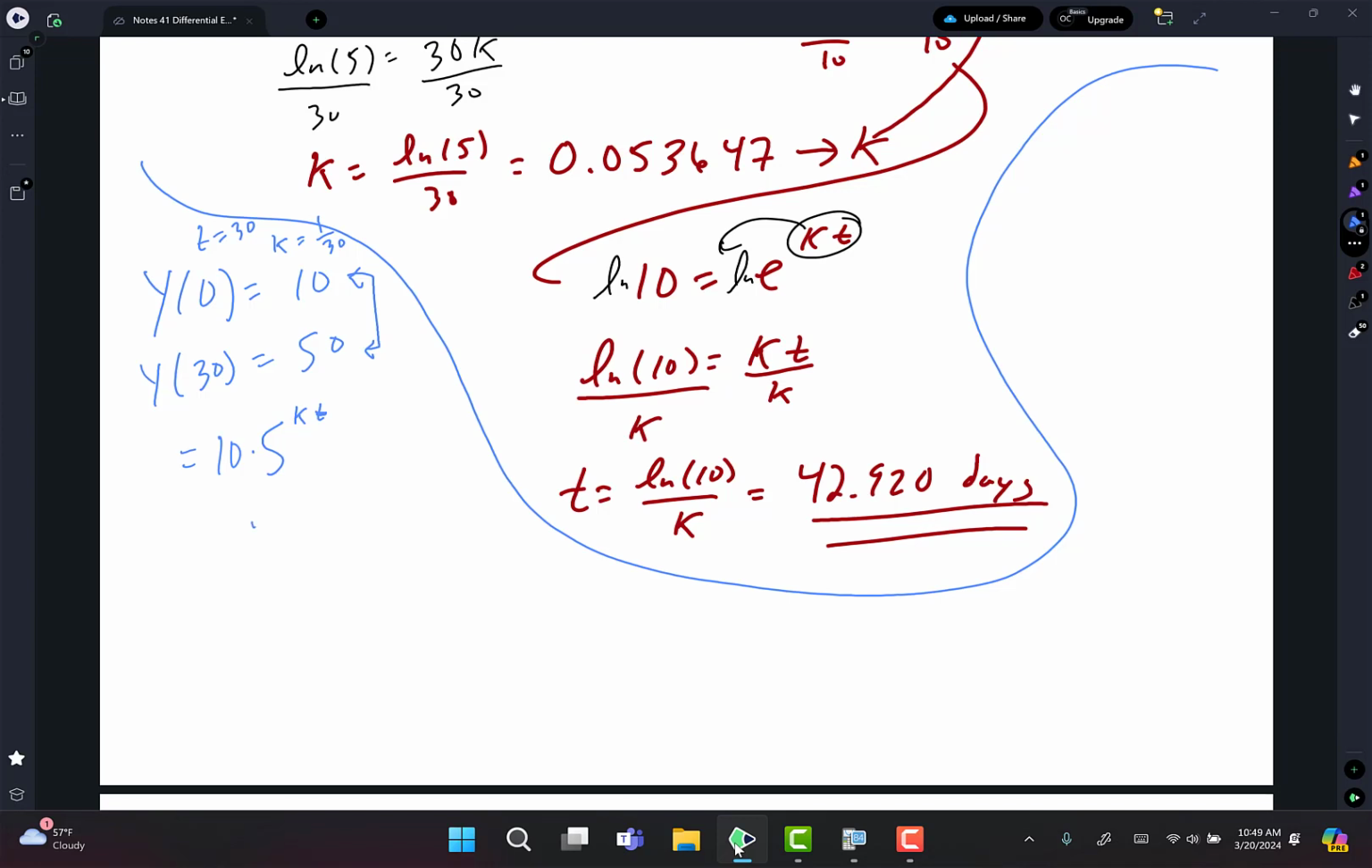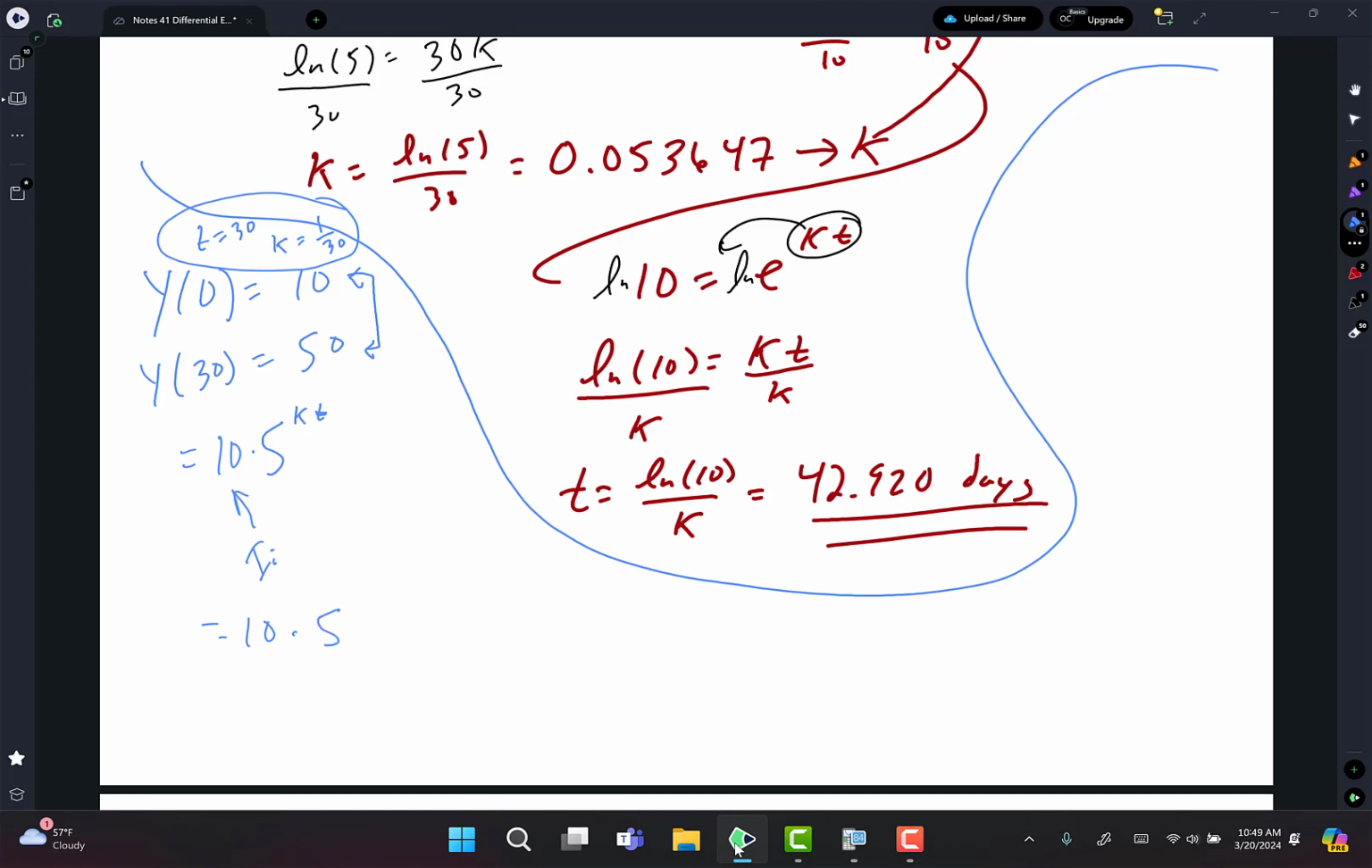This is my initial amount. Initial, that's like your Y naught e to the KT, where e is my base. Or like e is a base, but e's a number. So now I have 10 times 5 to the KT. If I use this, do I get a 50 at 30? I don't know. Let's find out.